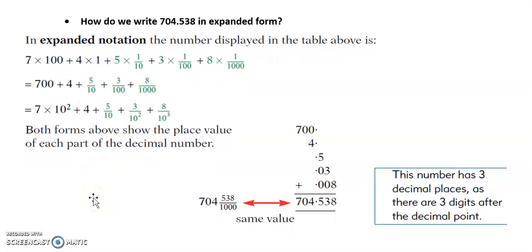In our course, we also need to know how to write decimals in what we call expanded form or expanded notation. This is where the number is displayed in a larger form than it is. Okay, so for example, if I have 704.538, I can write that like this: 7 times 100 to make 700. Plus 4 times 1, plus 5 times 1/10, plus 3 times 1/100, plus 8 times 1/1,000. Okay, and obviously that can be simplified to make these.